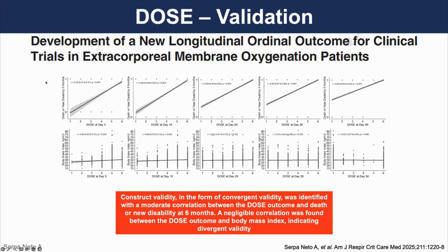So the convergent validity was assessed as a correlation between the dose outcome and death or disability at 6 months. And as you can see here in the top panels, there was a good correlation between the dose outcome and death or new disability at 6 months, suggesting a good convergent validity. And then we assessed what we call divergent validity, which is basically trying to find an unexpected correlation that would explain spurious findings. So we tested the dose against BMI, which is something that we don't expect a correlation. And as you can see, there is a negligible, almost no correlation between dose and BMI, confirming divergent validity.